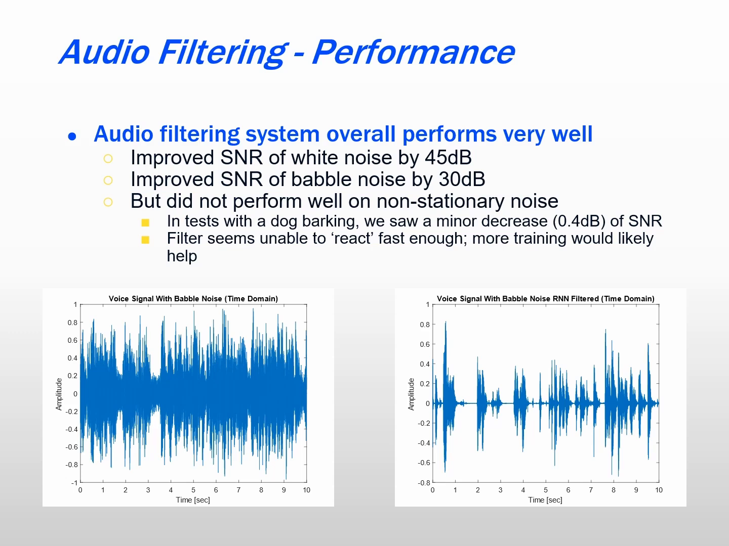However, the system did not perform very well with non-stationary noise. For instance, in our tests with a dog barking in the background, we actually saw a minor decrease in the signal-to-noise ratio, about 0.4 decibels. So in the future, we would look at further training of the model to help to improve the performance with non-stationary noise, since that's an important part of our user stories.